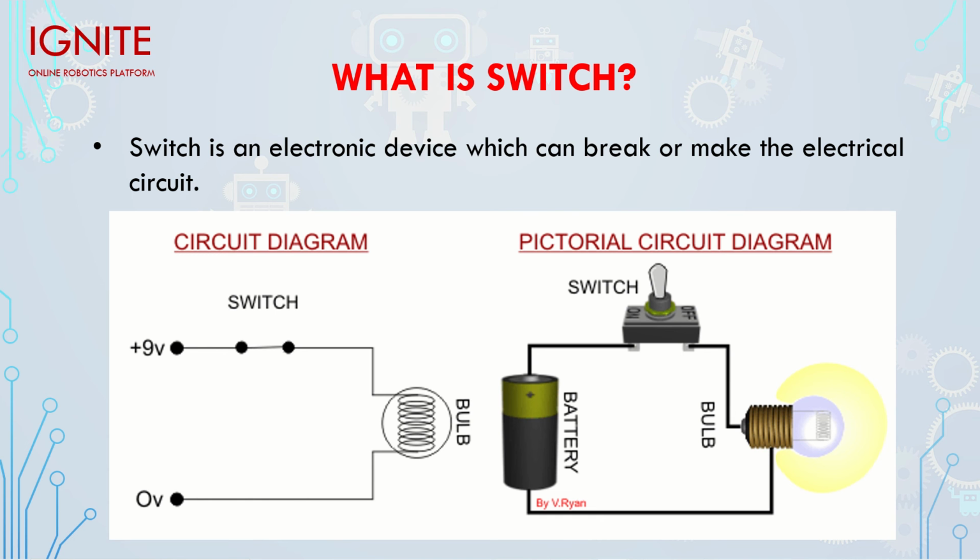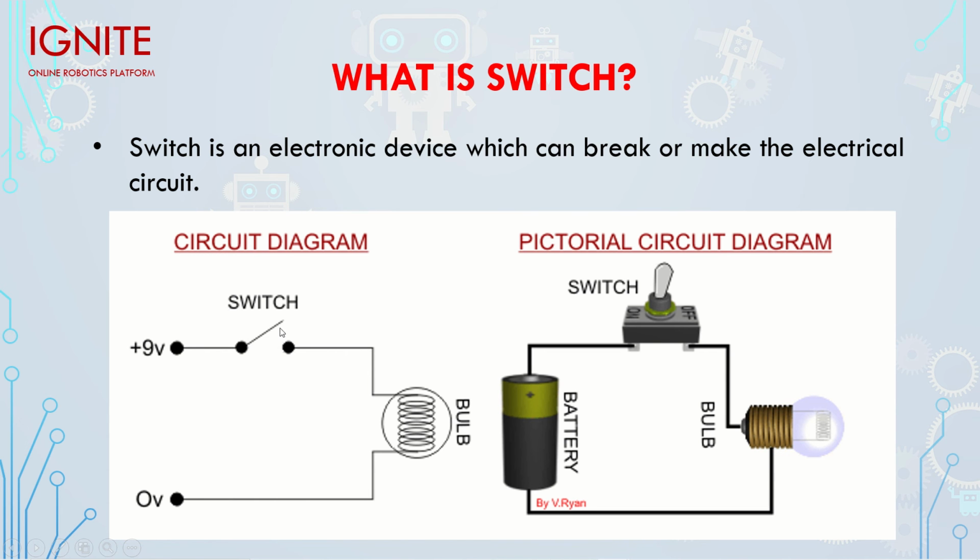Now we'll discuss the switch. So what is a switch? A switch is an electronic device which can break or make the electrical circuit. You can see in the circuit diagram, this simple diagram in which the switch, battery and bulb are shown.